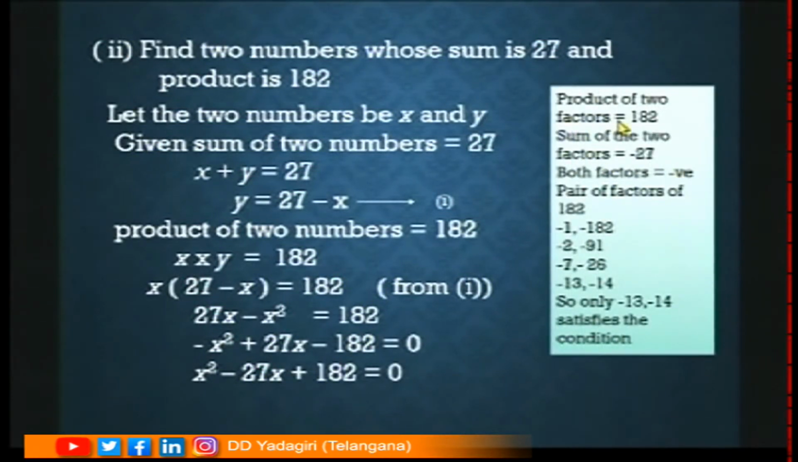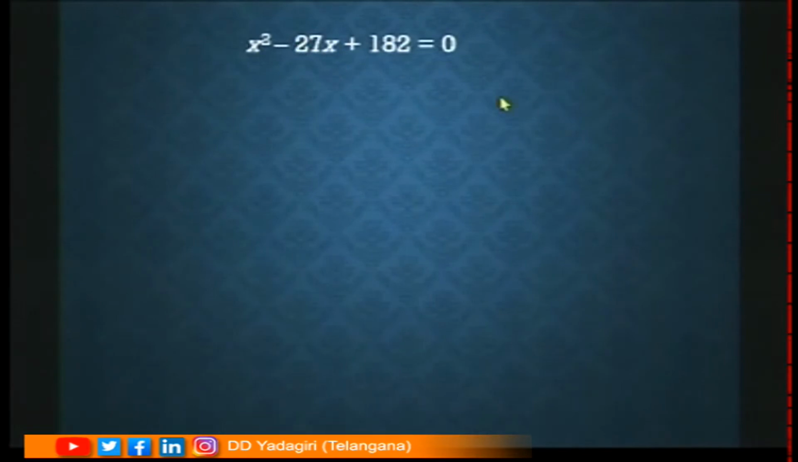Now, the product of the two factors should be plus 182 and the sum of the two factors should be minus 27. So, both our factors should be negative. The pairs of factors of 182 are minus 1 and minus 182, minus 2 and minus 91, minus 7 and minus 26, and minus 13 and minus 14. So, the pair satisfying the given condition is minus 13 and minus 14. Our equation x square minus 27x plus 182 can be rewritten as x square minus 13x minus 14x plus 182 is equal to 0.